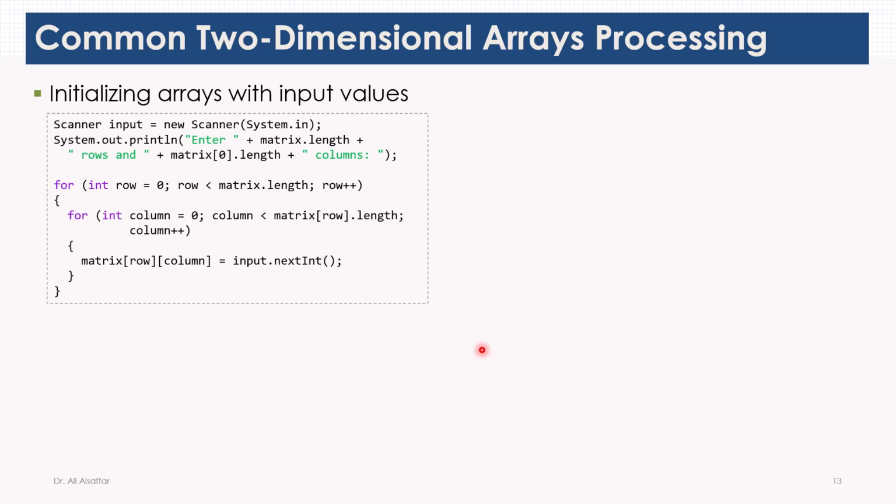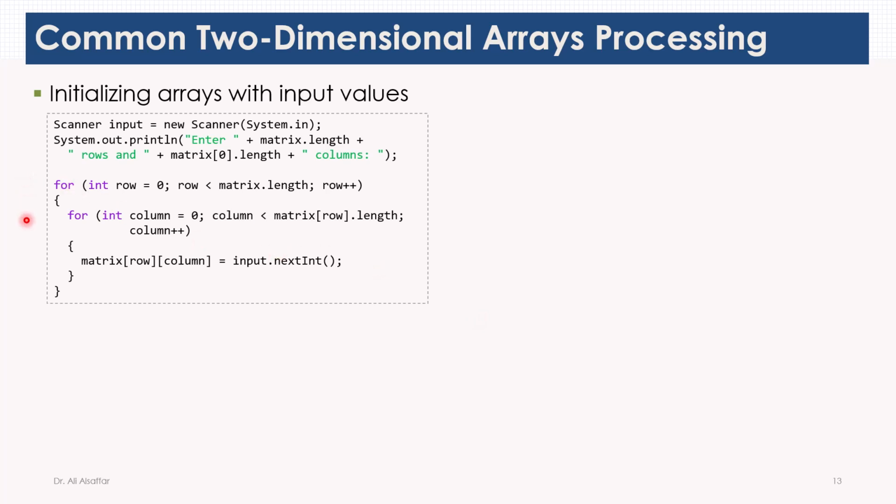So what are the common processing we could do on two-dimensional arrays? We will go into this one by one. First, how to initialize arrays with input values. Input values means how to take the data from the user and save them into the two-dimensional array. The best way to do it is to process the array row by row.